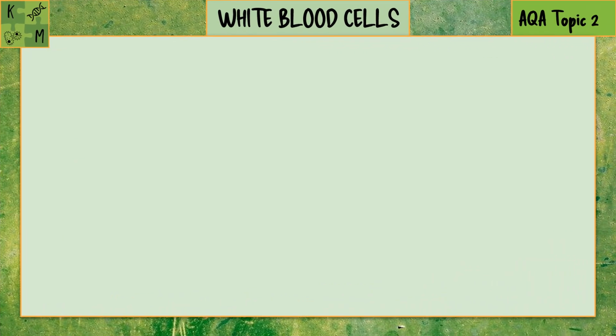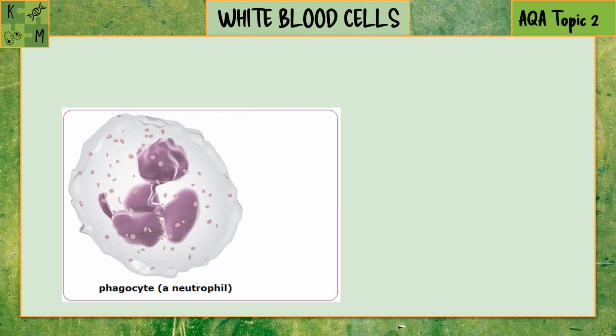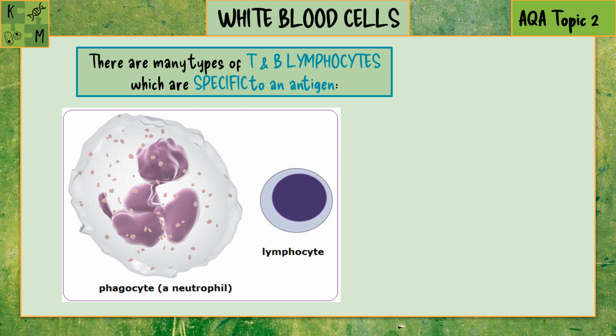There are many types of white blood cell that fulfill different roles within the immune system. We've already been introduced to phagocytes, which are capable of engulfing pathogens. Next, we'll look at lymphocytes. There are two main types of lymphocyte, T lymphocytes and B lymphocytes, or T cells and B cells for short. Each of these are specific to one particular antigen.